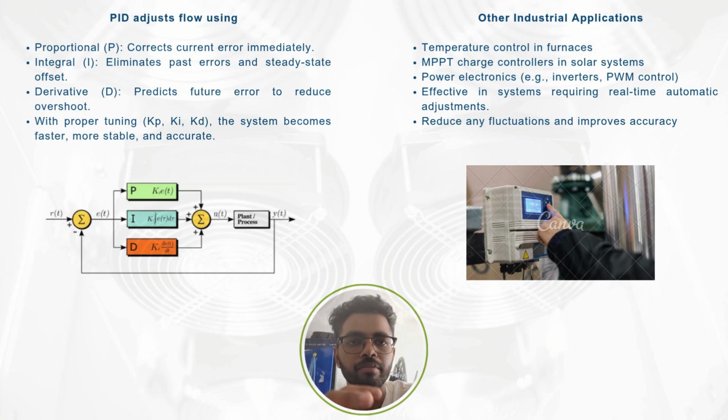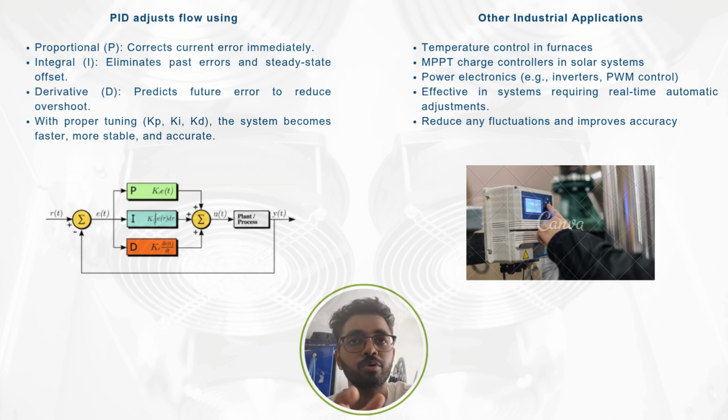Consequently, when these three actions are properly tuned using values such as Kp, Ki, and Kd in MATLAB, the system becomes more stable, accurate, and faster in its response. As you may see here, a visual example of the block diagram is represented on the slide.